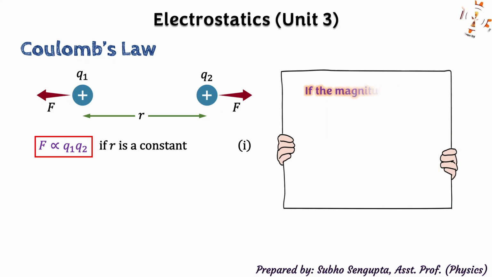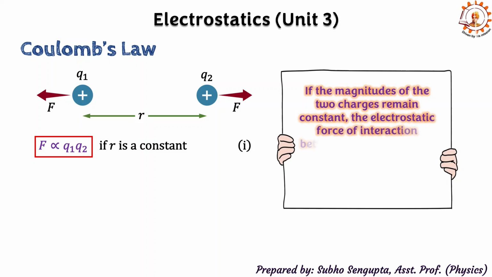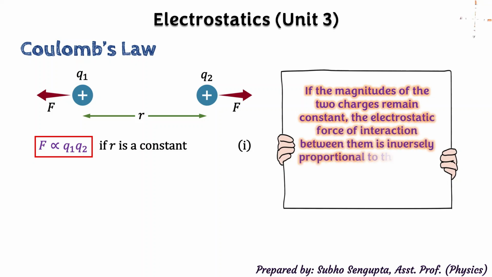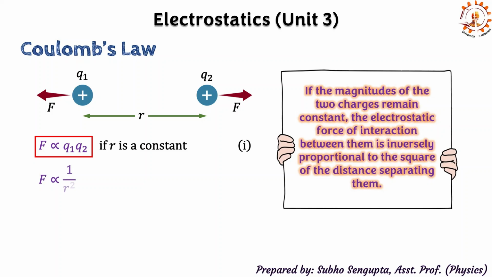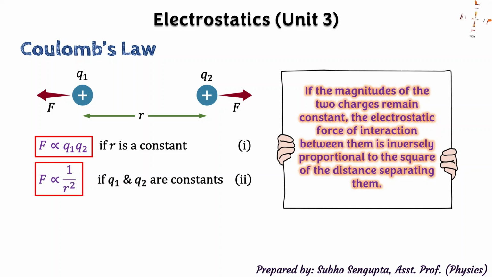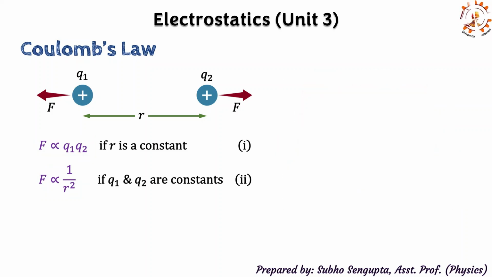He also found that if the magnitudes of the two charges remain constant, the electrostatic force of interaction between them is inversely proportional to the square of the distance separating them. So, mathematically I write F proportional to 1 upon r squared if Q1 and Q2 are constants. Let this be our second equation. Now combining equations 1 and 2, I can write F proportional to Q1 Q2 upon r squared.